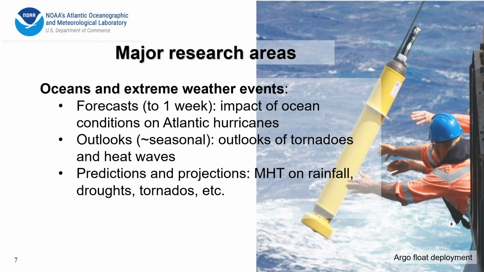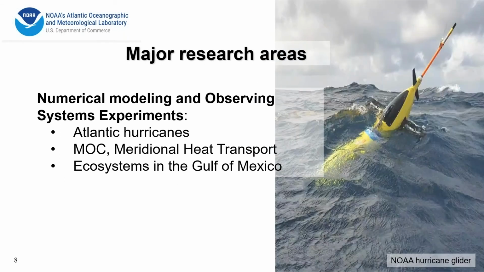We are extremely interested in how the ocean impacts extreme weather events at different time scales. The impact of the ocean for forecasts of the tropical Atlantic, that is in the weekly time scales, and going to seasonal and beyond. We work with other NOAA line offices to create outlooks for tornadoes and droughts, and they will be included in the lightning talks that you will see.